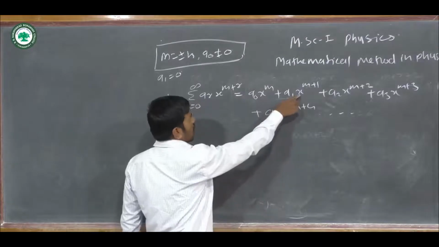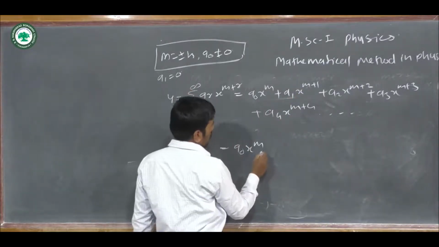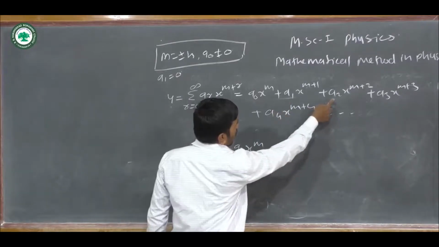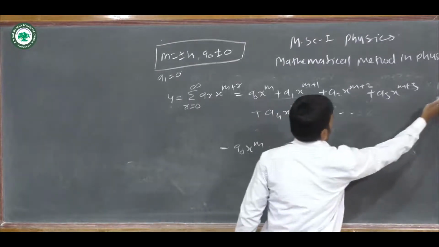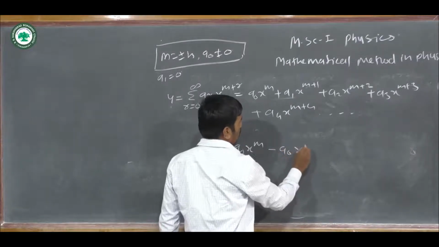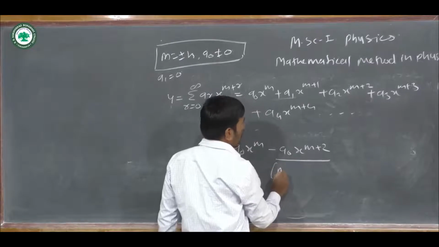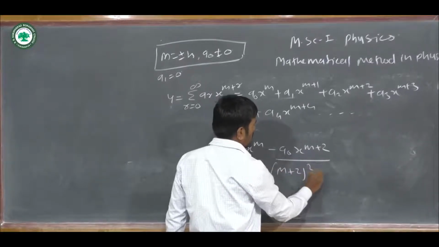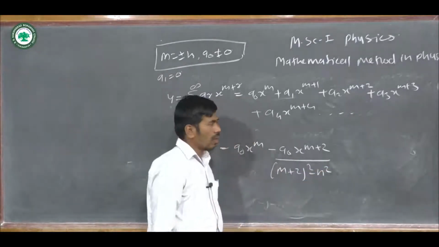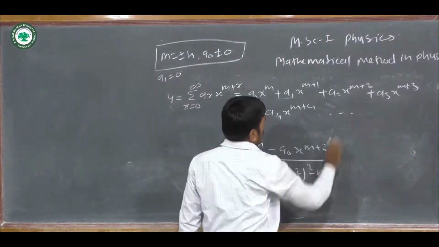Now next, a1 x power m is equal to 0. This a1 we consider 0, so this will be 0, and a2 is equal to minus a naught x power m plus 2 divided by (m plus 2) bracket square minus n square. And this a3 also we consider 0, so this thing is also 0.